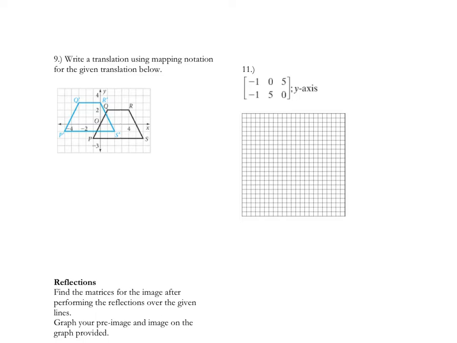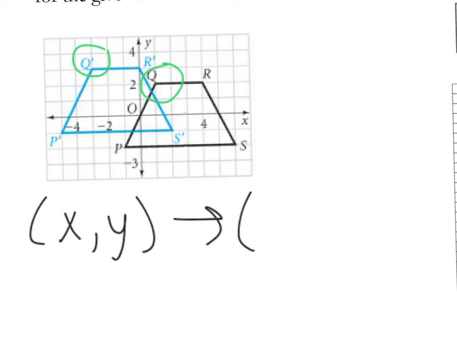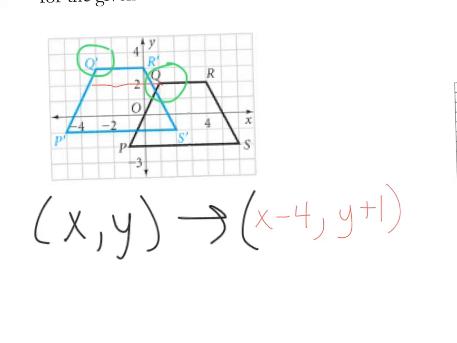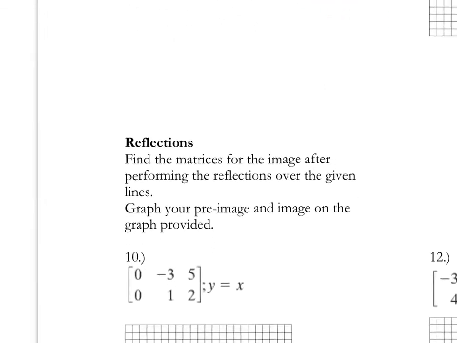Write the translation using mapping notation. So mapping notation looks like this: X, Y, arrow. Now, what's going on from the X? So you start at Q and go to Q prime. So to go from Q to Q prime, it looks like you're going back 1, 2, 3, 4 units. So it's going to be X minus 4 because you're going to the left, and you're going up 1, so it's Y plus 1. So make sure you use that mapping notation.